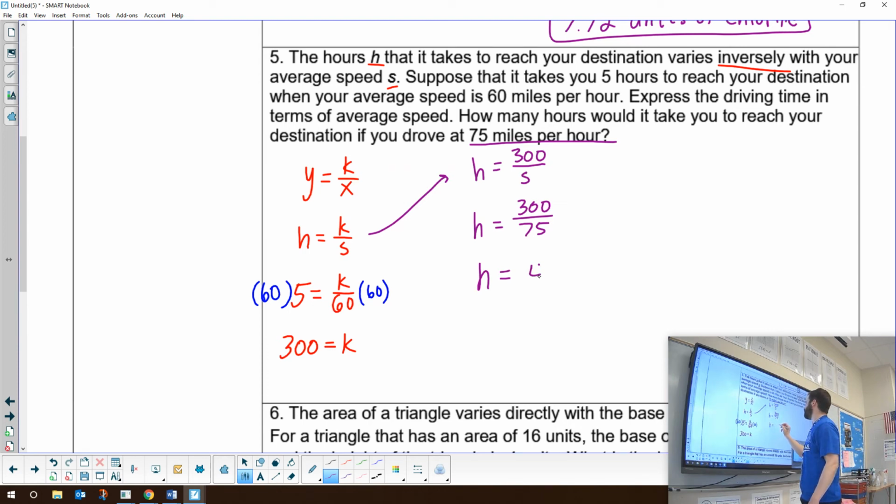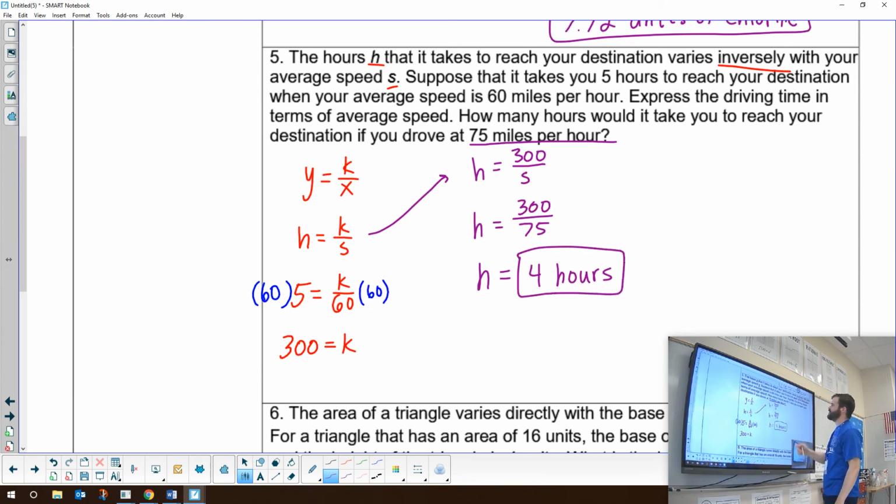So how long would it take us to reach our destination? Well, we're showing the inverse variation. As my speed goes up, my time goes down. So it's going to take us now 4 hours to reach our destination if I go 75 miles per hour.